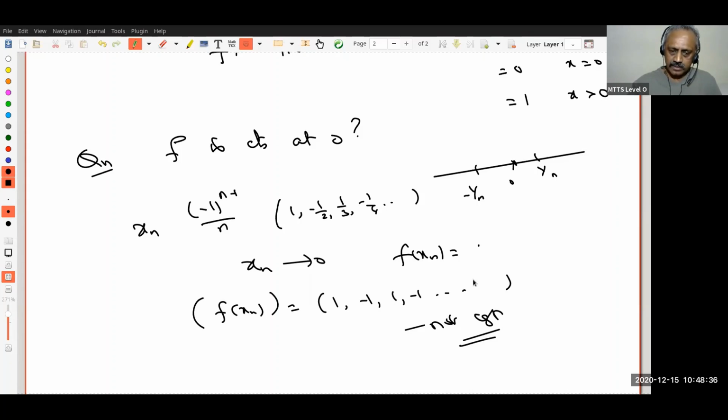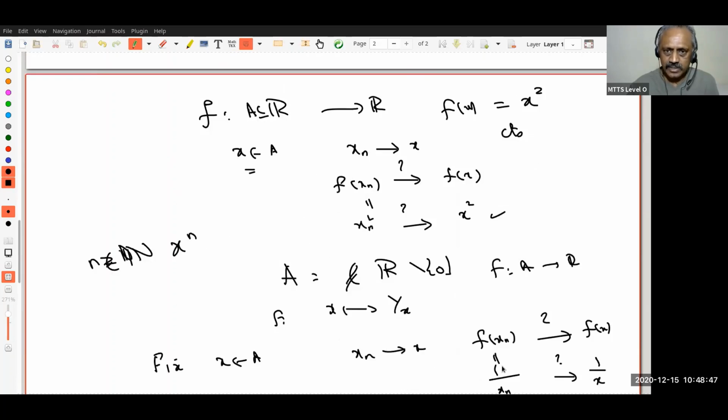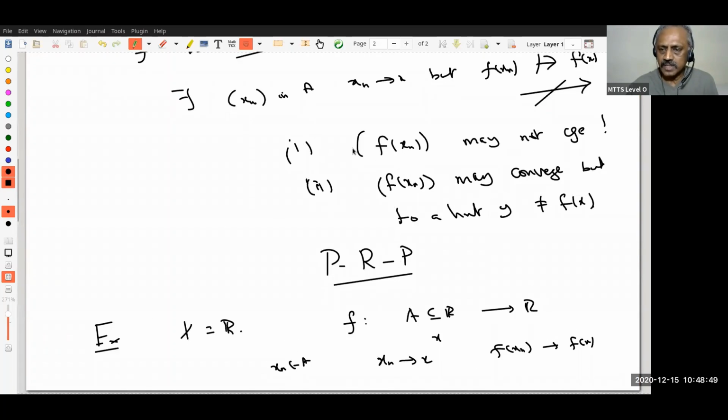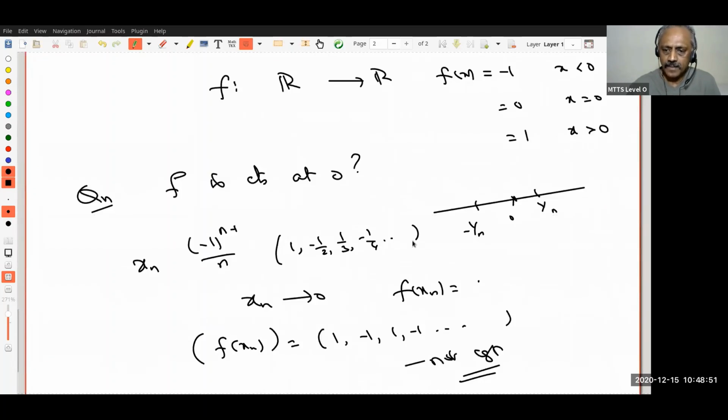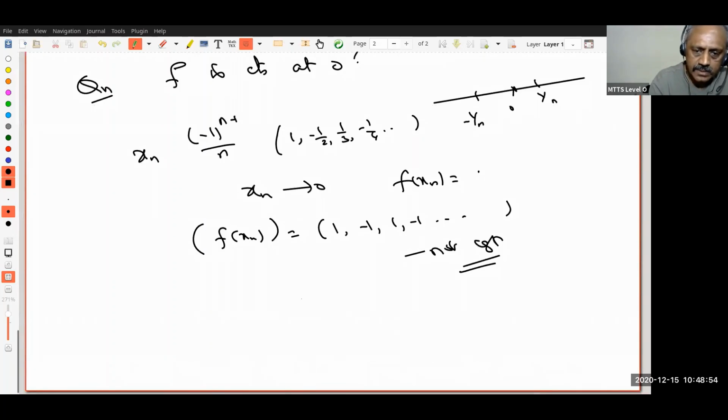So in particular, it does not converge to f of 0. F of 0 is 0. It is not even convergent. Therefore, the question of f of xn converging to f of 0 does not even arise. You see that? This is what I said. This happens. Pause, review, proceed.